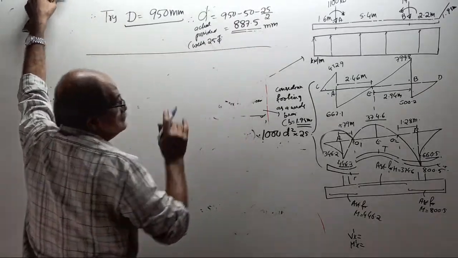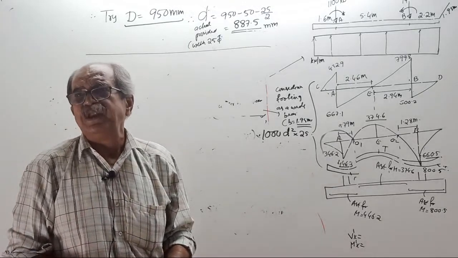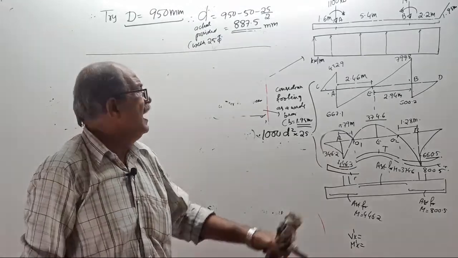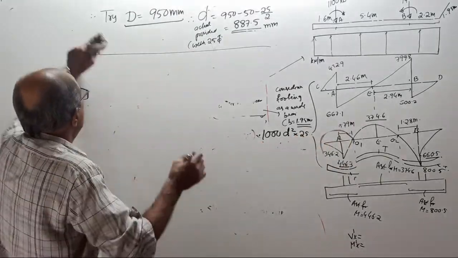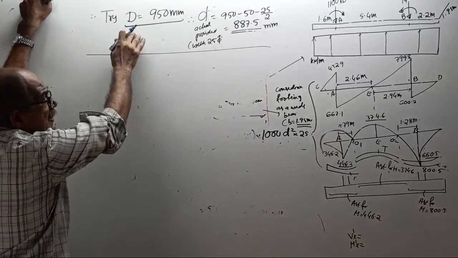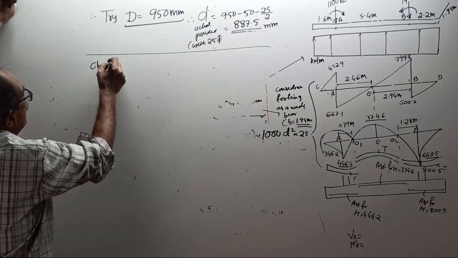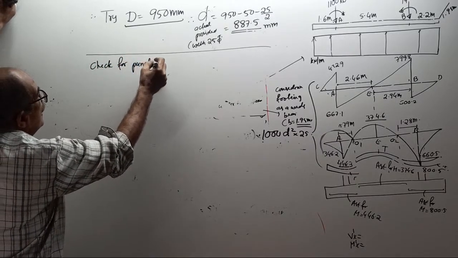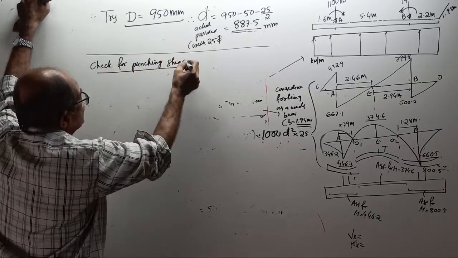Okay, now in the same way we have done isolated footing. There, the bending moment came in one line. Here, because of the complication, it became more. Now remember, depth is fixed. Now check for punching shear. Tell the answer.